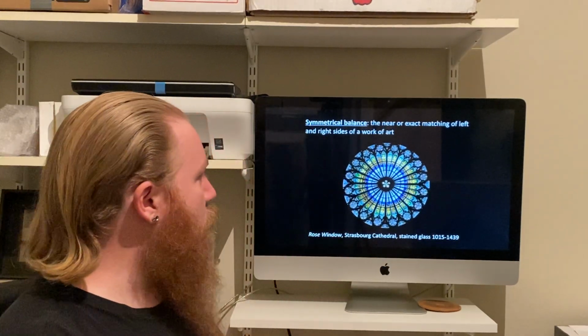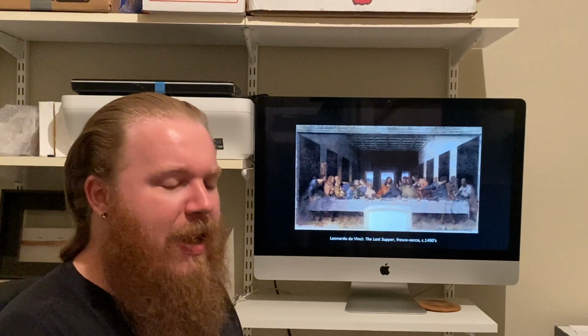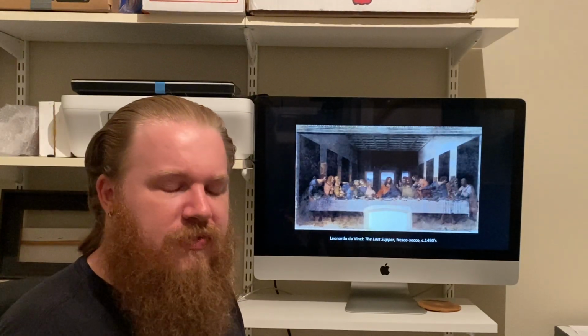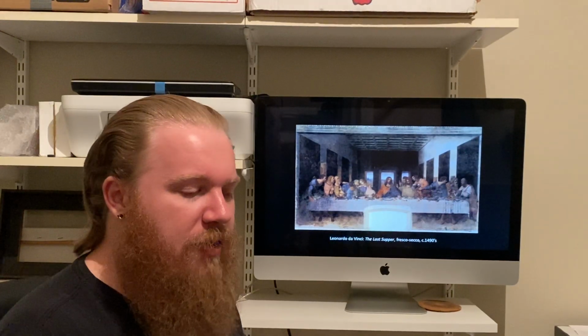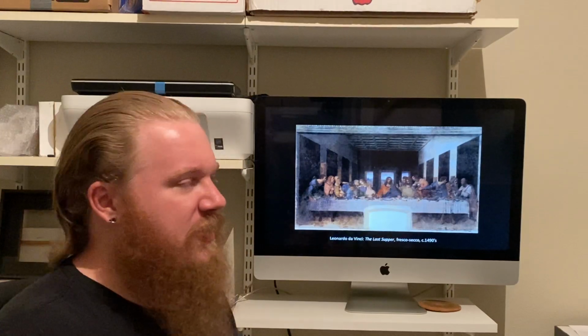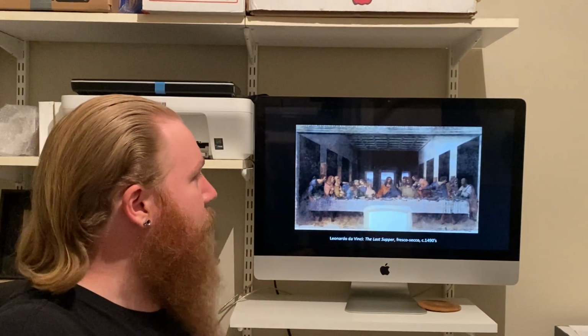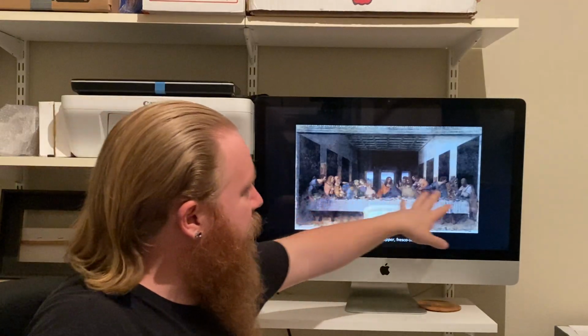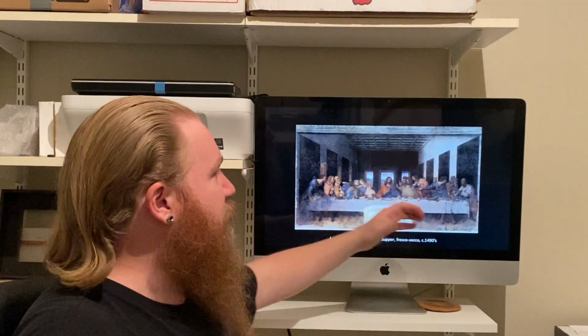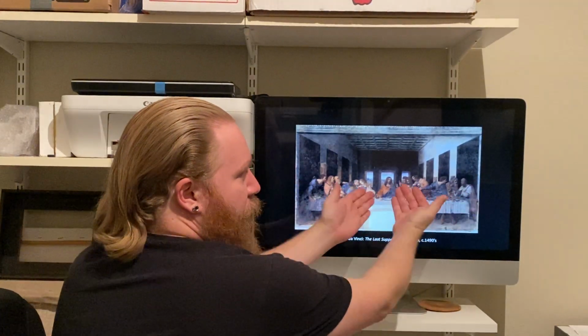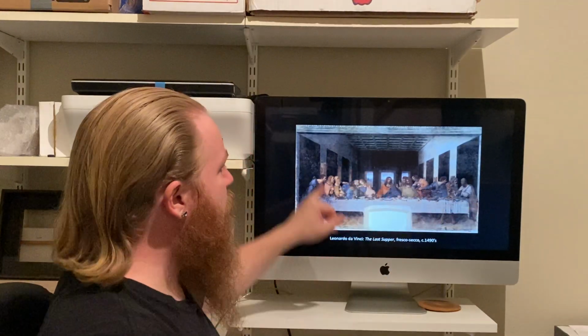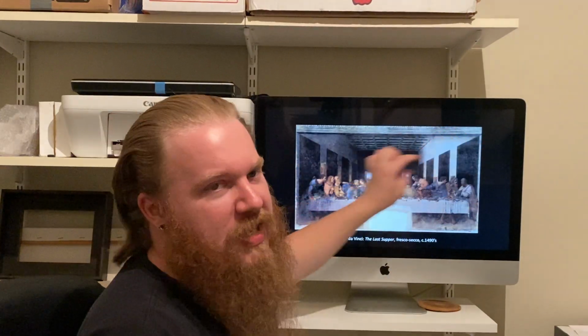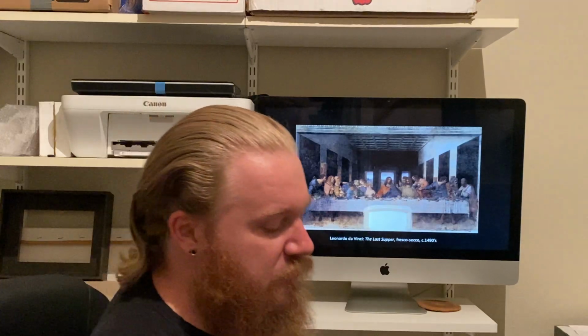We can see it somewhat in paintings and things like that, but once again, it's usually used for the architectural setting of the subject matter, such as in Da Vinci's Last Supper here. So even though the figures are symmetrically balanced in their radiation out from the central figure of Jesus here, we can see that the architecture is the symmetrical element within this as well.